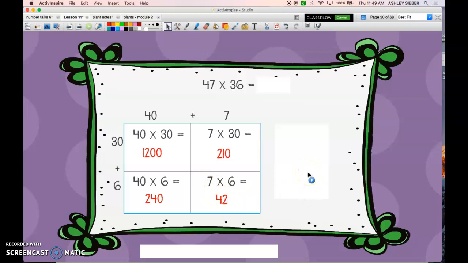Now we're ready to stack and add. 1,200 plus 210 plus 240 plus 42. Make sure your digits are lined up in the correct place value before you add. All together, that equals 1,692. So my final product is 1,692.